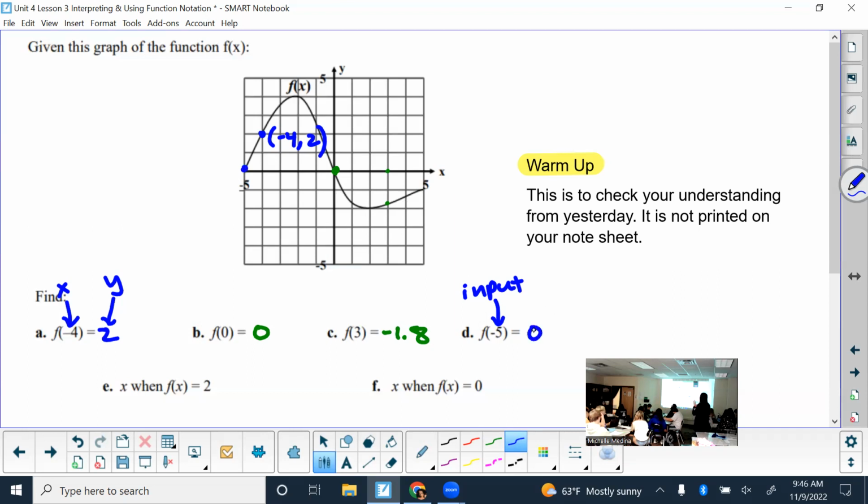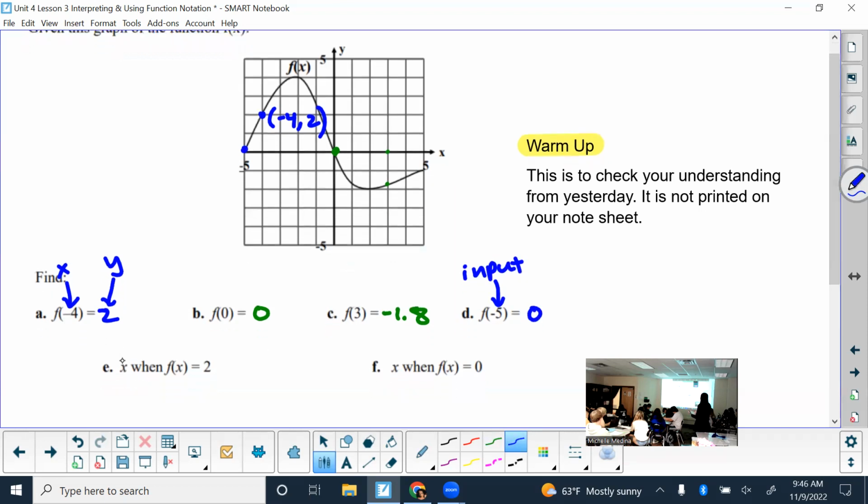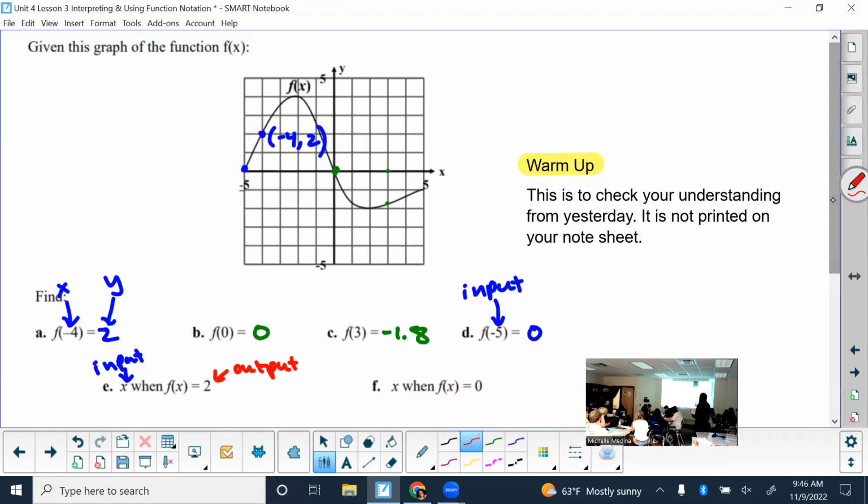All right, now why are the last 2 a little bit different? What is it asking you to solve for now? The x, which is my input. So what are they giving you? They're giving us the y, or in other words, they're giving us the output. So find the 2 on the y-axis. And what's a possible x that I could have when my output is 2?